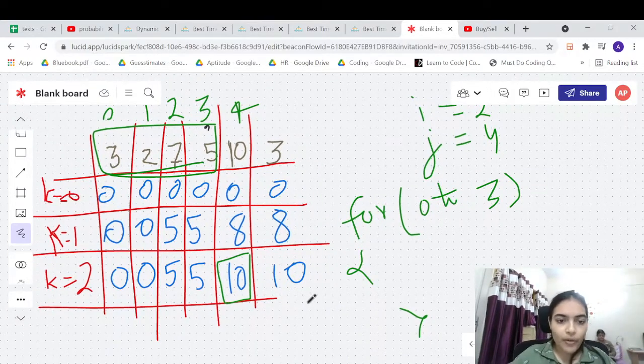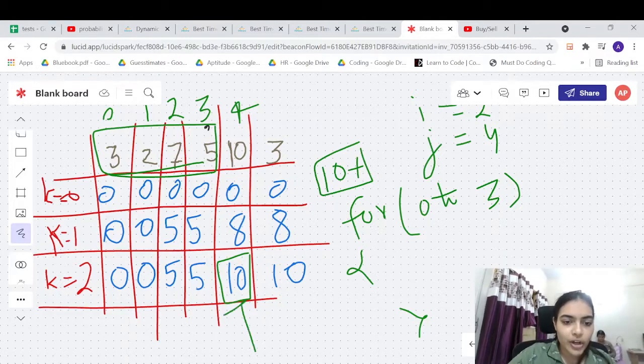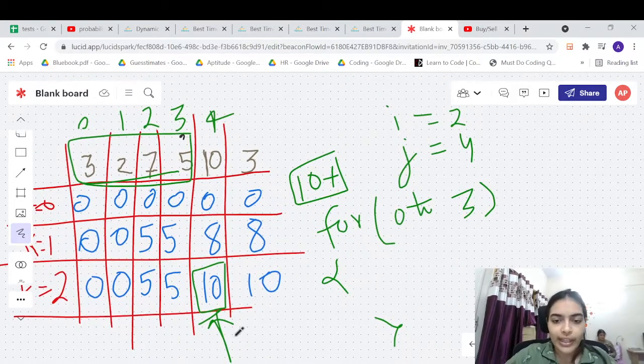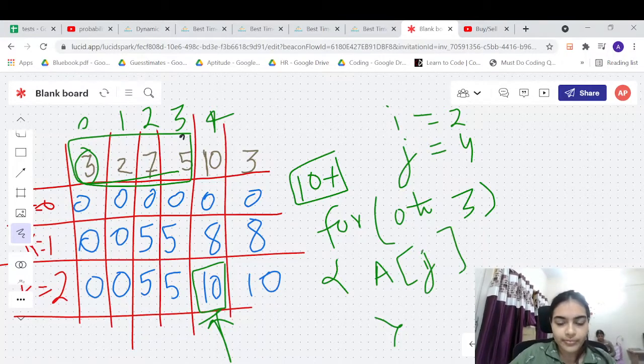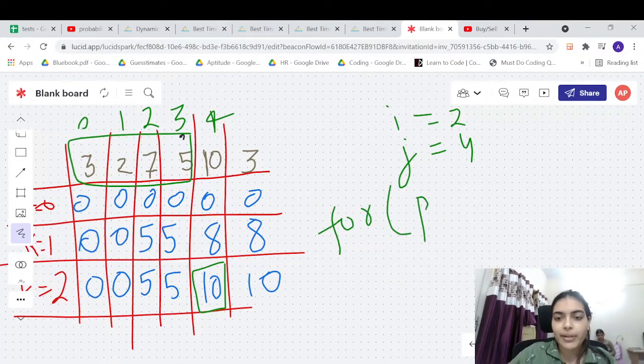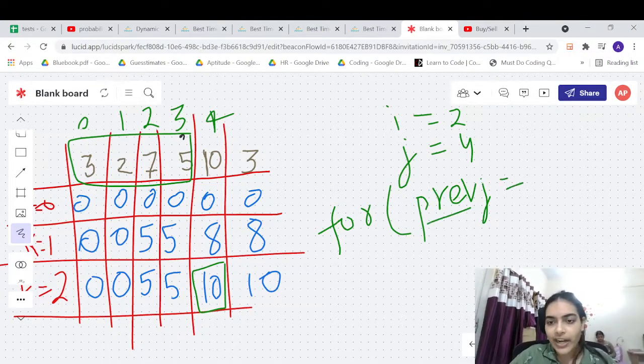So what is the profit that you will earn? You will definitely earn 10 rupees, because you are selling at 10. But when is the best case? When you want to buy. So for that you will look into this array. Let me write it properly. Suppose we are taking some variable. Let me take previous day, because it's in the previous row, right? Let's say we have declared a variable previous day and that is running from 0 to 3.